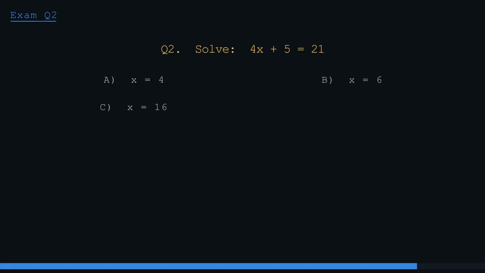Question 2. Solve 4x plus 5 equals 21. Pause and choose your answer. The answer is A, x equals 4. Subtract 5 from both sides. 4x equals 16. Divide by 4. x equals 4.